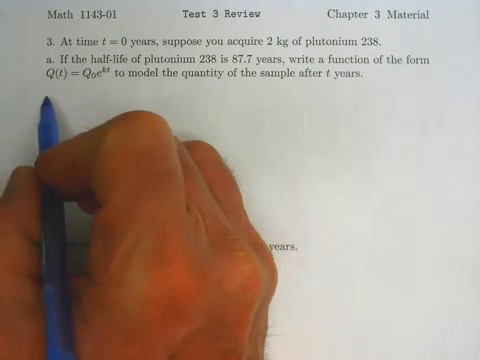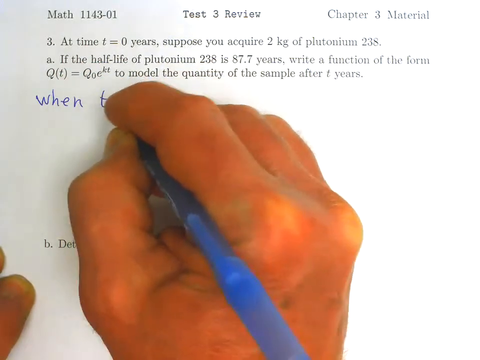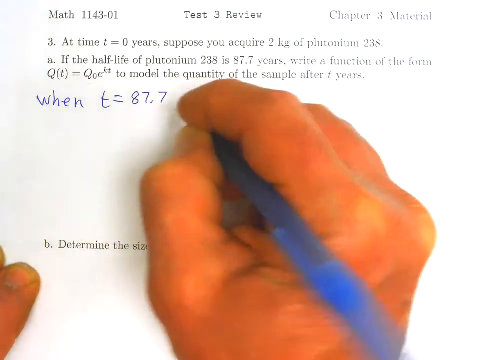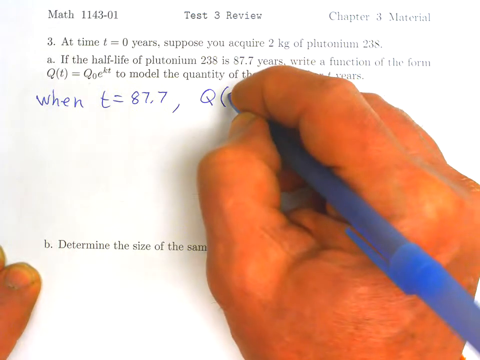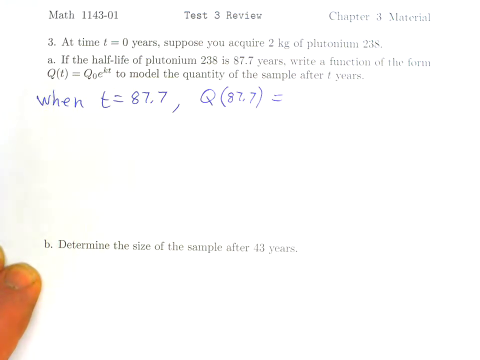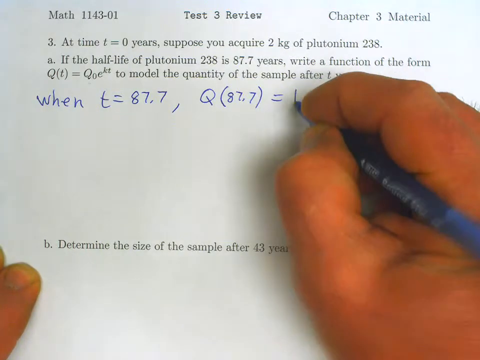Okay, so we can note that when t is 87.7, q of 87.7 is equal to 1/2 of 2, or 1 kilogram.